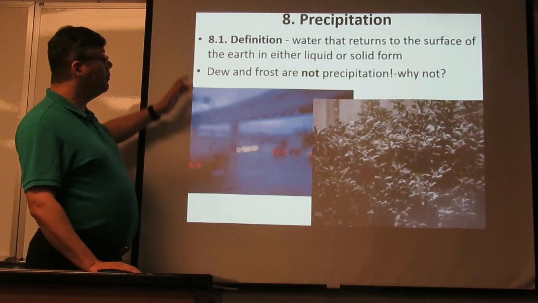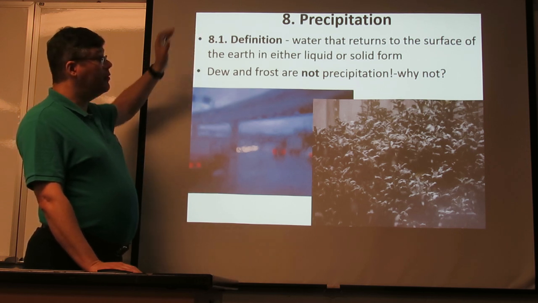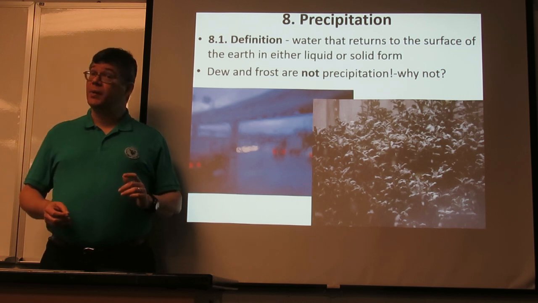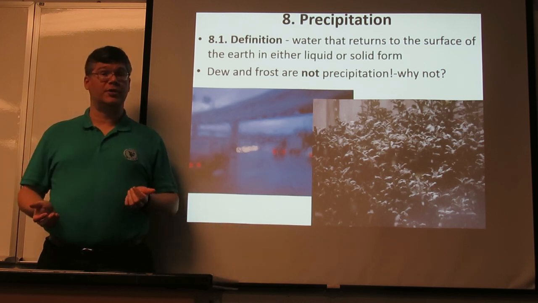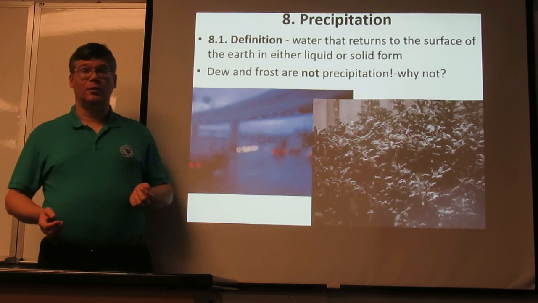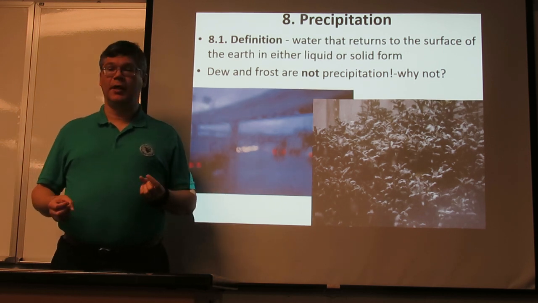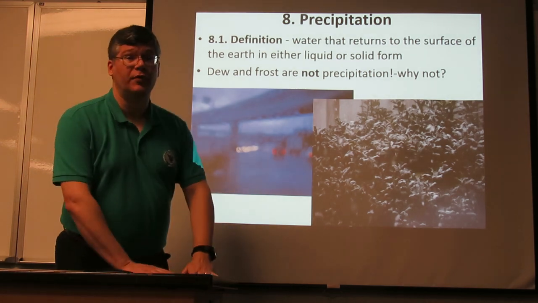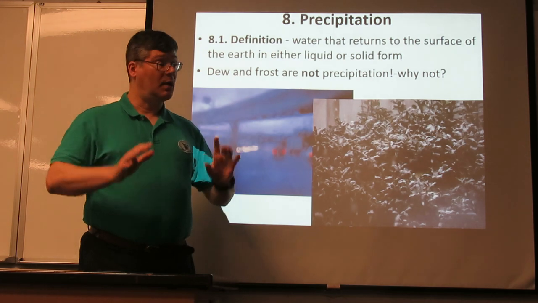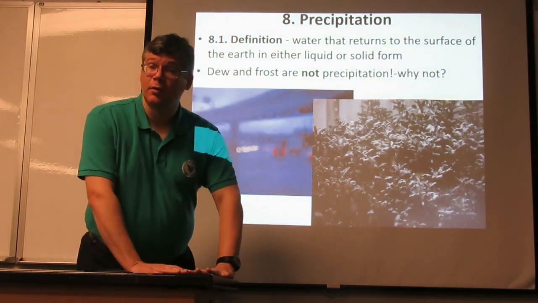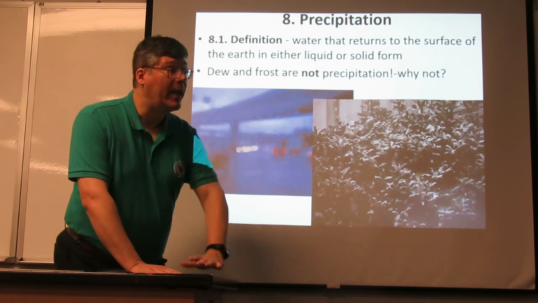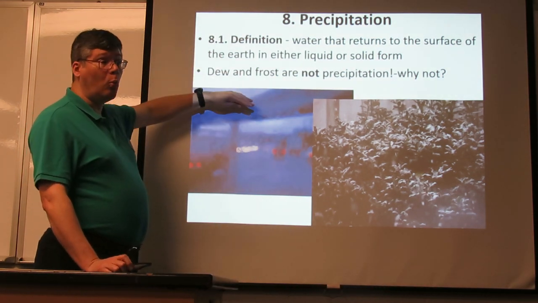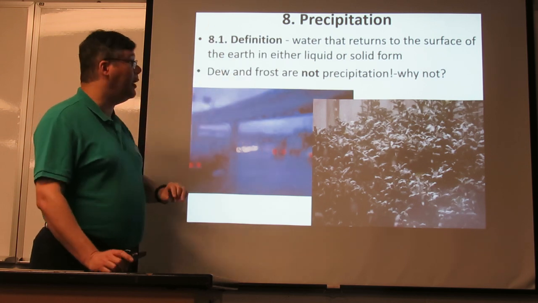Okay, precipitation. This is water that reaches the Earth's surface in a liquid or solid form. This means that dew and frost are not true precipitation. Although we speak of dew fall, that's not really accurate. Dew and frost form directly on the surface. So it's water vapor contacting the surface and then forming into liquid or solid there, as opposed to, say, rain or snow, where we actually have the water or ice falling in the air.